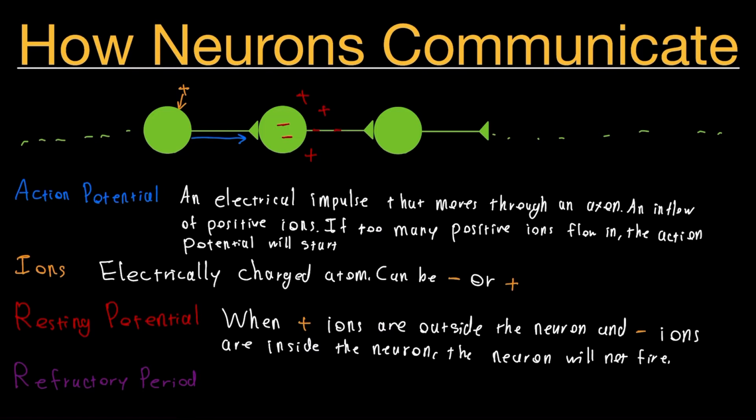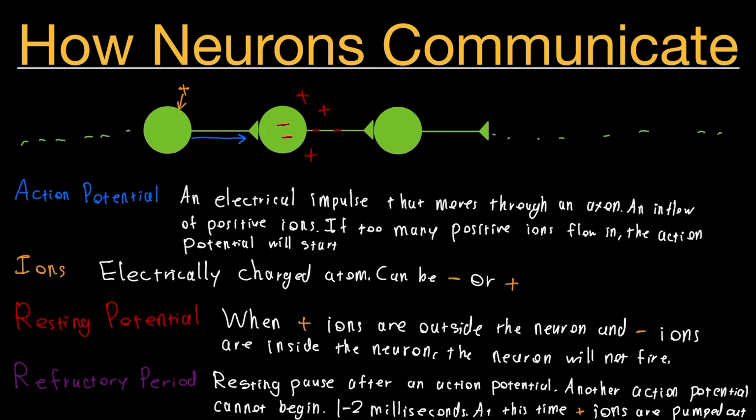There's also something called a refractory period, where there's a resting pause period after an action potential has moved through the axon. In that period, another action potential or another signal cannot be sent. This usually lasts 1 to 2 milliseconds, and in this refractory period, the positive ions are pumped back out.